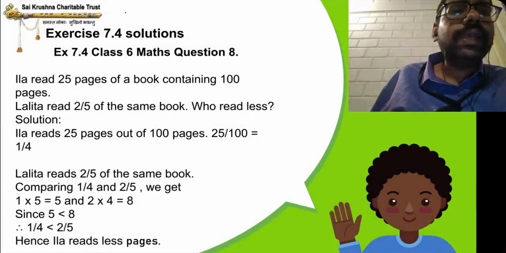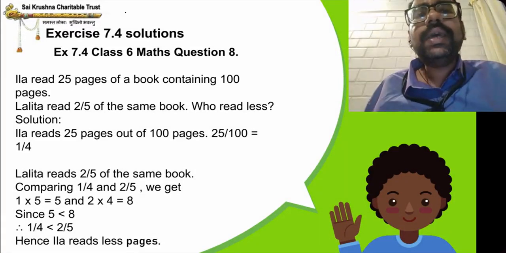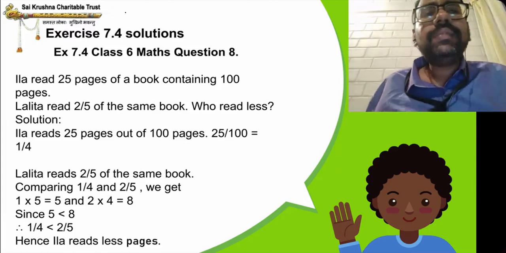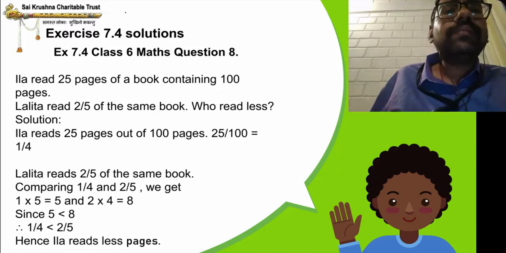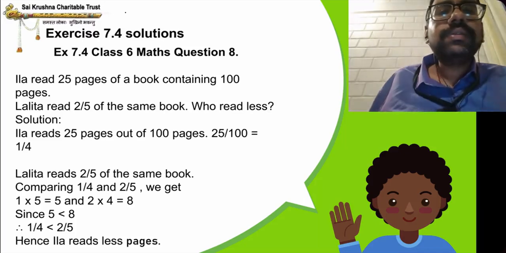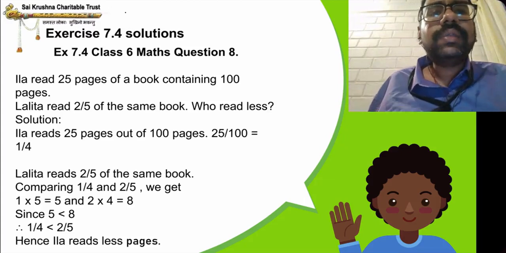Now, exercise 7.4, class 6 maths, question 8, okay. Ela reads 25 pages of a book containing 100 pages. So, there is a book of 100 pages. Ela has read how many pages of that? 25 pages. Lalita has read 2 by 5th of the same book. Who reads less? You have to decide whether Ela reads less or Lalita reads less of the same book.